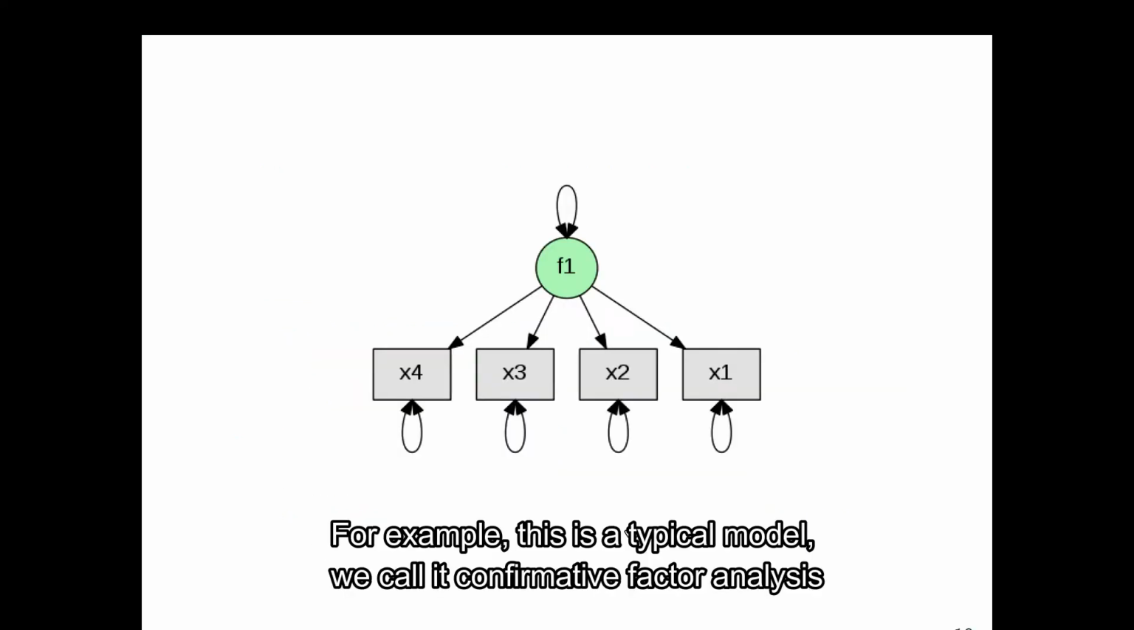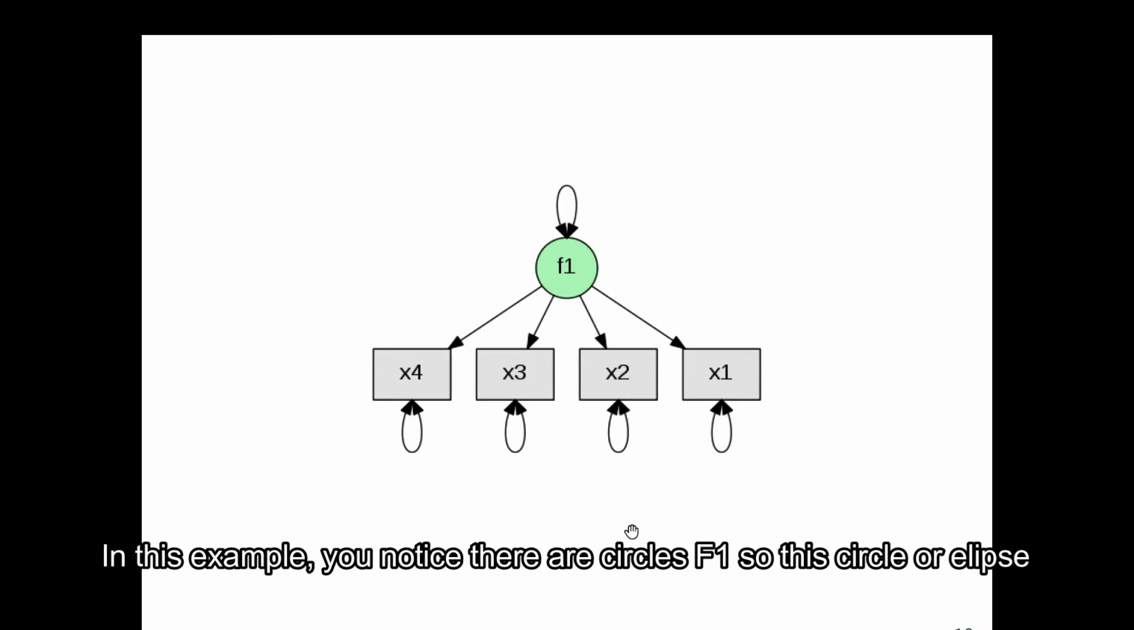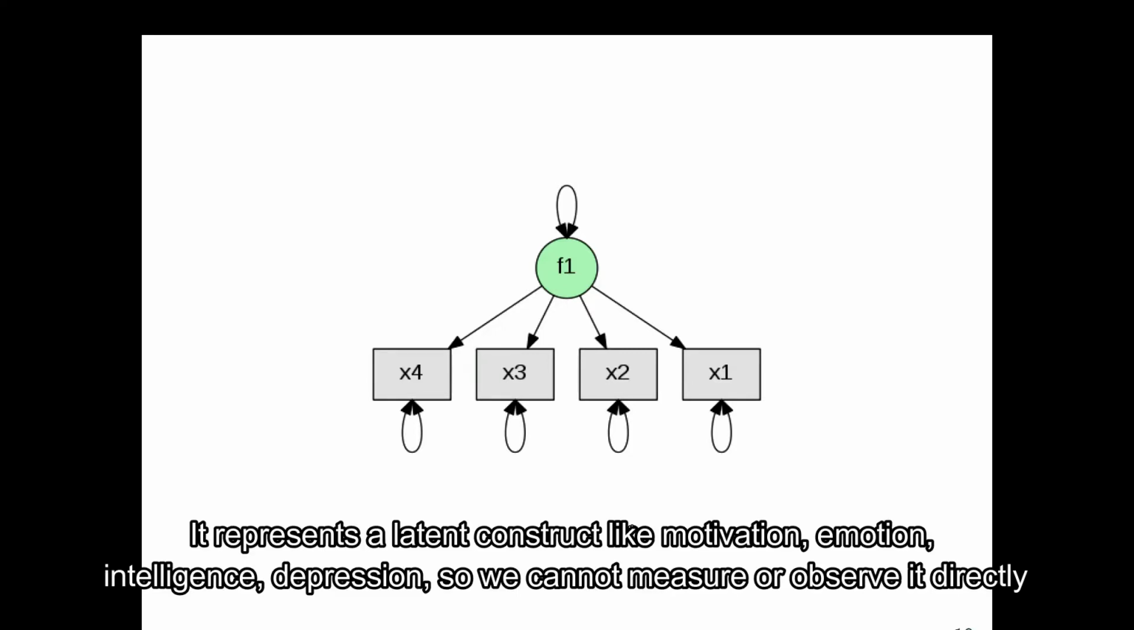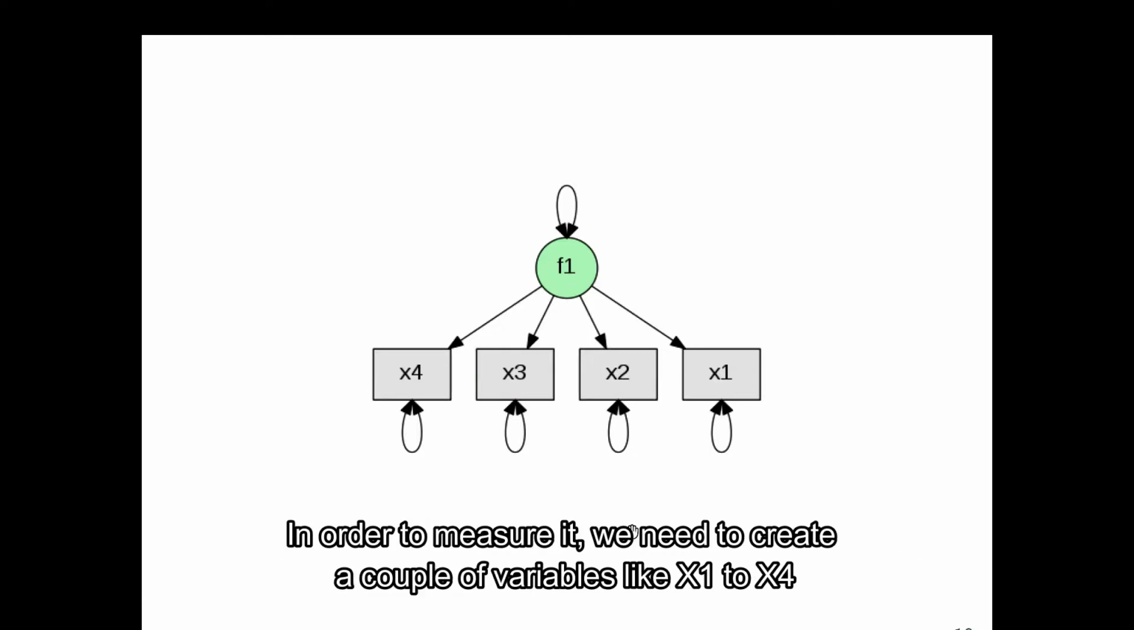For example, this is a typical model we call confirmatory factor analysis. In this example, you notice there is a circle, F1. This circle or ellipse represents latent constructs like motivation, emotion, intelligence, depression. So we cannot measure or observe it directly. In order to measure it, we need to create a couple of variables like x1 to x4.